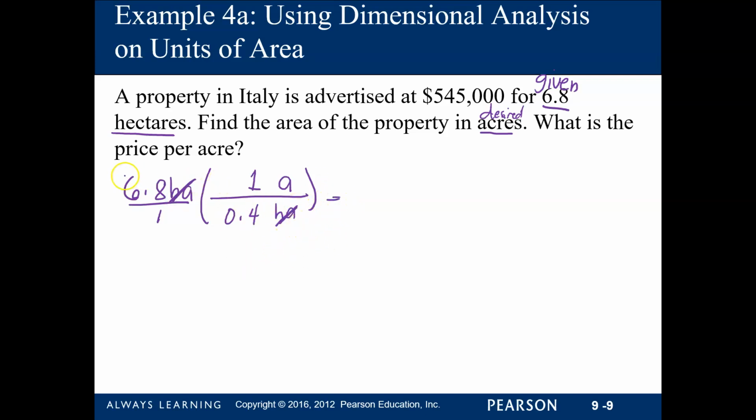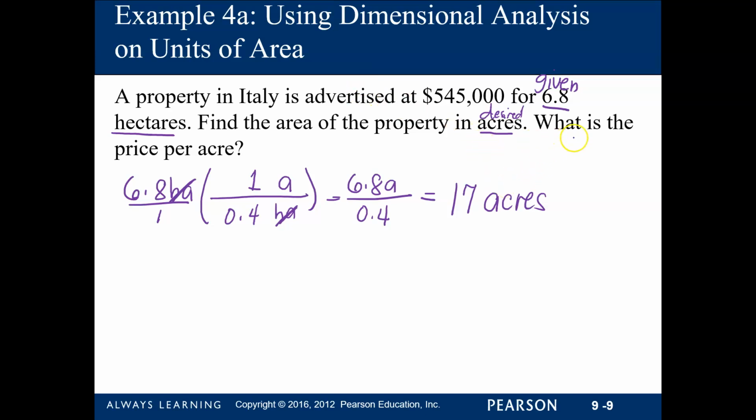So what we have here when we multiply across is 6.8 acres. We divide it by 0.4. And in this case, once you do your calculations, you will get around 17 acres all in all.